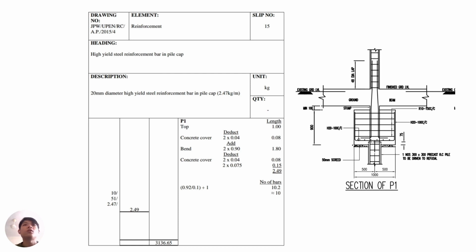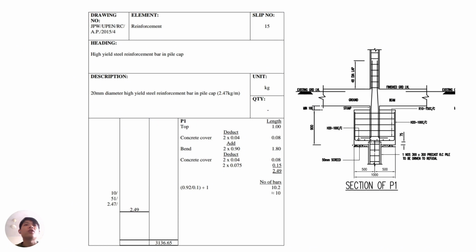But we need to deduct the concrete cover, 2 times 0.04 for the top and the bottom, and also minus the empty space there, which is mentioned as 75 mm, so that the total length for the P1 will be 2.49. Since the drawing did not give the number of bars, we need to find the number of bars by using a formula.